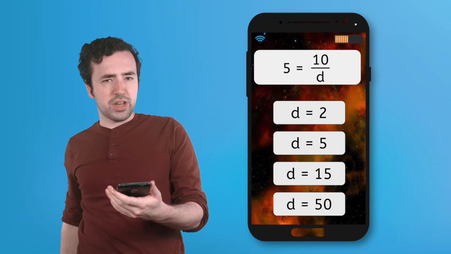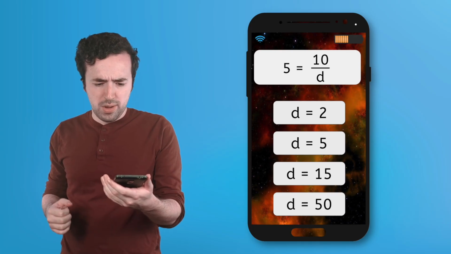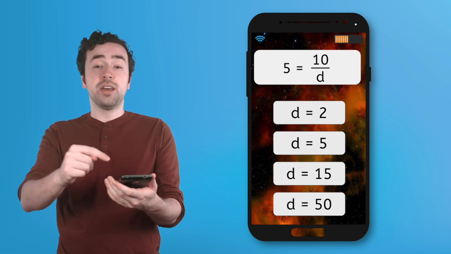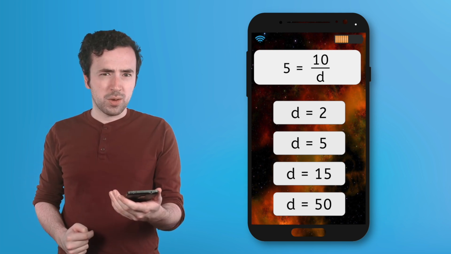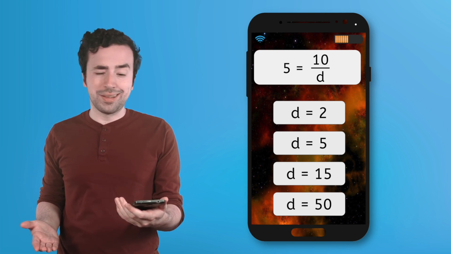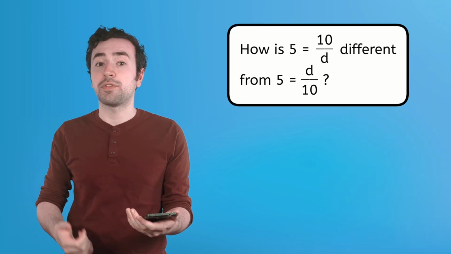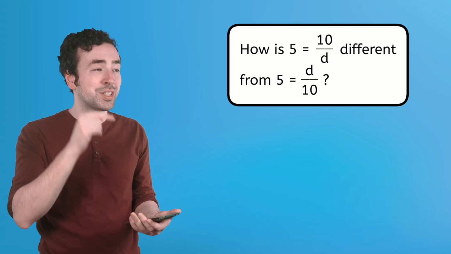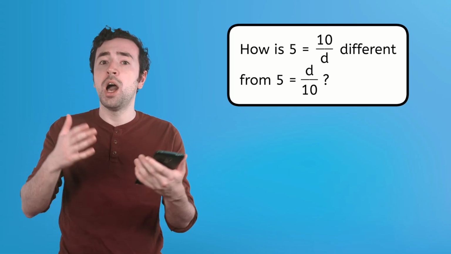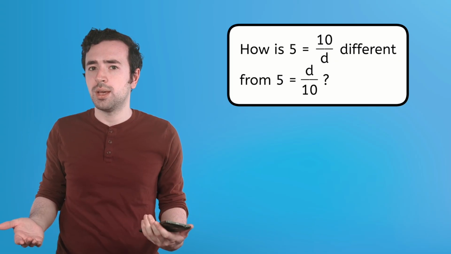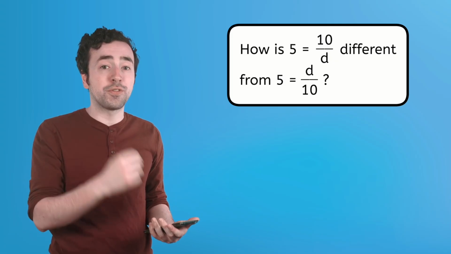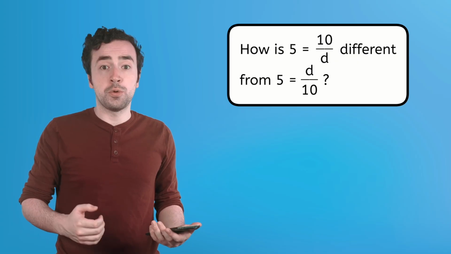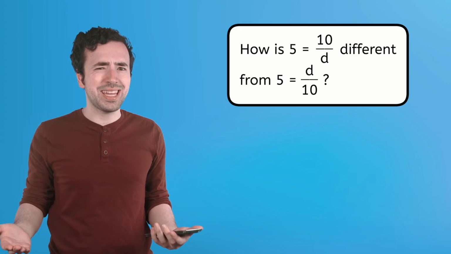New level, let's go. What is happening here? Oh, I see. 10 divided by d. We've seen equations with division before, but not like this. How is this one different from 5 equals d divided by 10? In this new equation, 10 is being split into some unknown number of equal groups, whereas in the equations like the ones we've solved before, d is being split into 10 equal groups. So then, how can we isolate d?